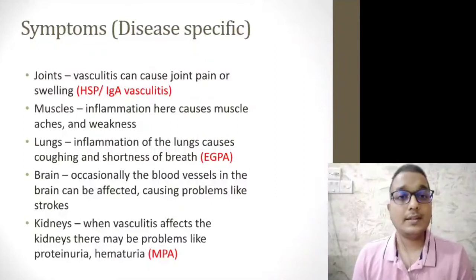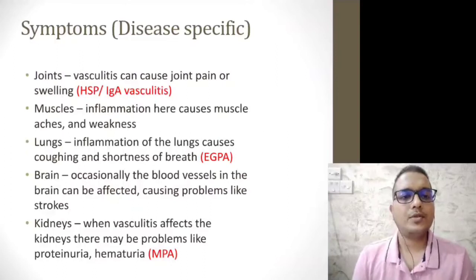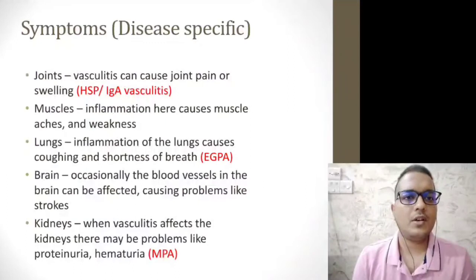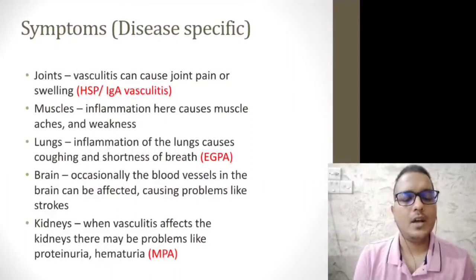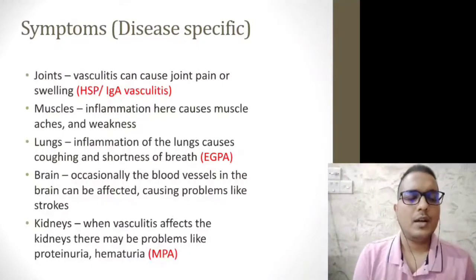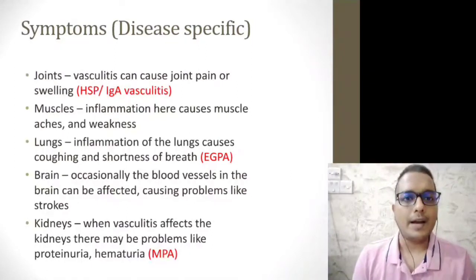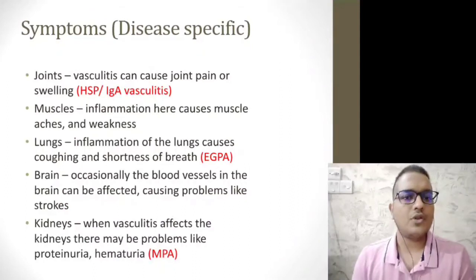And when the lungs are involved, mostly in EGPA, there will be shortness of breath. So it is a common differential of unresolved asthma. The asthma is not resolving with the common asthma treatments. Then the differential of EGPA, or eosinophilic granulomatosis with polyangiitis, or the Boettcher syndrome, comes into our mind. There is inflammation of the lungs and there is coughing and shortness of breath in EGPA.